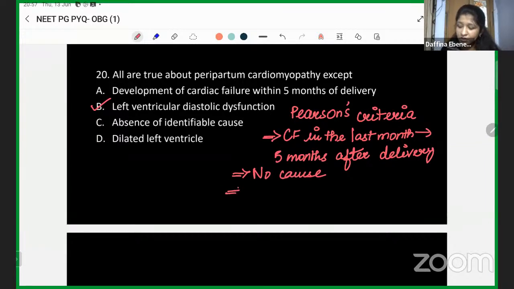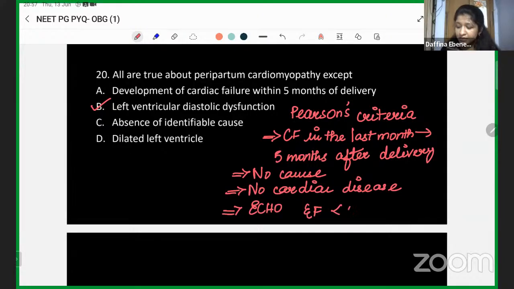Okay. And the woman should not have any cardiac disease prior to the last month of pregnancy. Prior to developing this cardiac failure, she should not have any pre-existing cardiac disease. Okay. And the last thing is an echo criteria. Echo criteria is where the ejection fraction is less than 45%. Okay, this is the Pearson's criteria of peripartum cardiomyopathy.